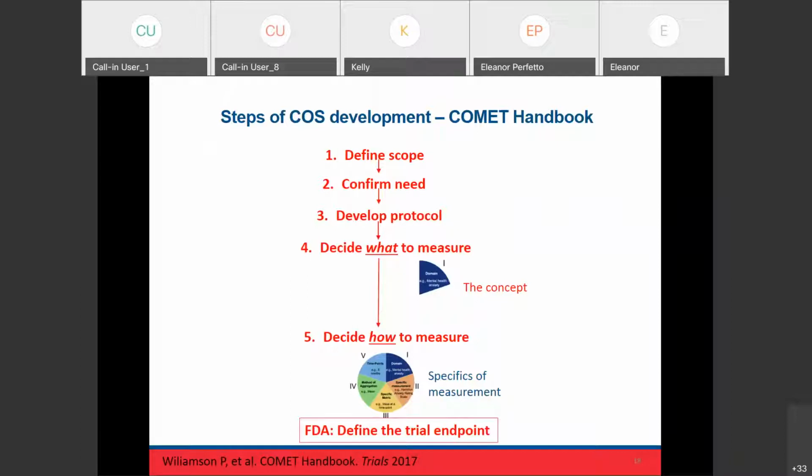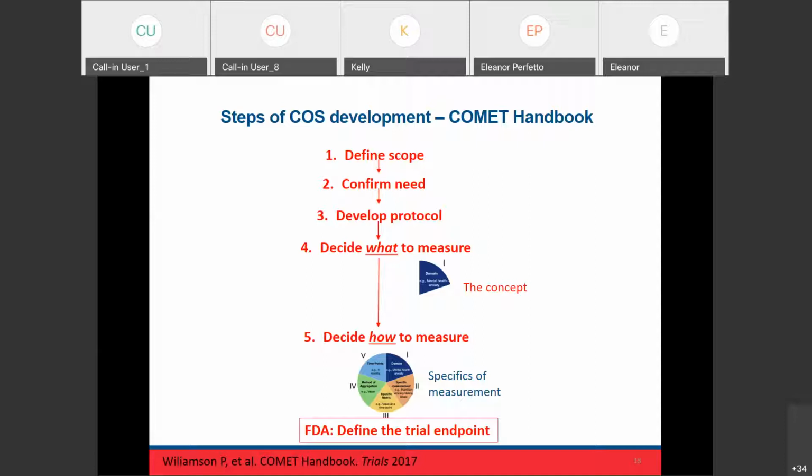So just briefly, COMET is a group called the Core Outcome Measures in Effectiveness Trials Initiative, and they've been very involved in helping to establish standardized methods for doing this. They maintain a database of different groups that are working on core outcomes so that you can see who's working in what areas and have sort of a central resource.